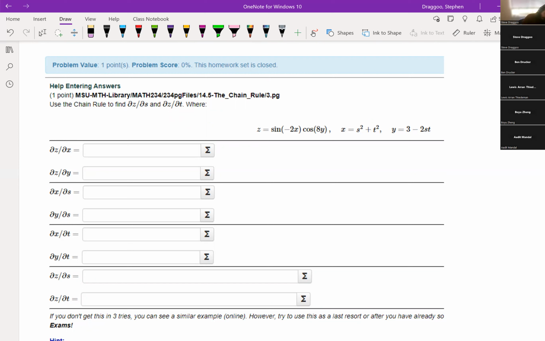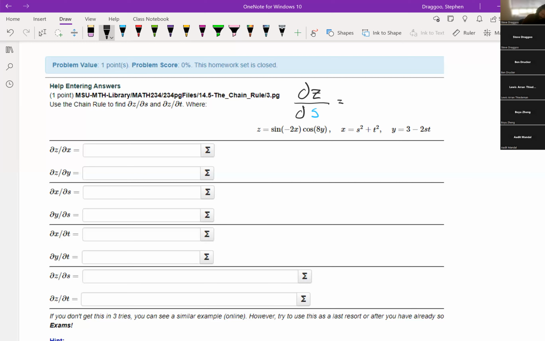So the thing I'm going to try to get here is the partial z derivative with respect to s, dz over ds. And what that's going to look like, because z is a function of x and y, and then x and y are functions of s and also t, but we're going to ignore that part for now. X and y are both functions of s.